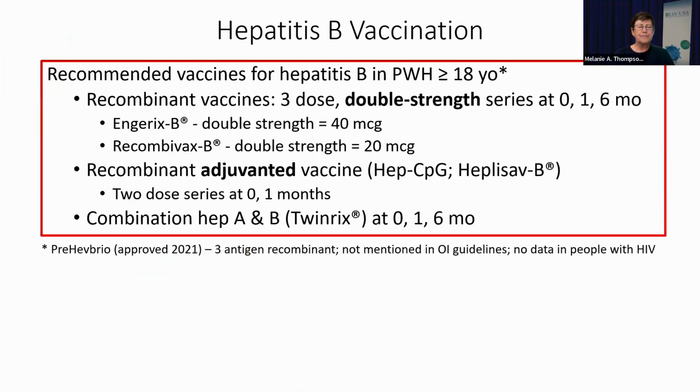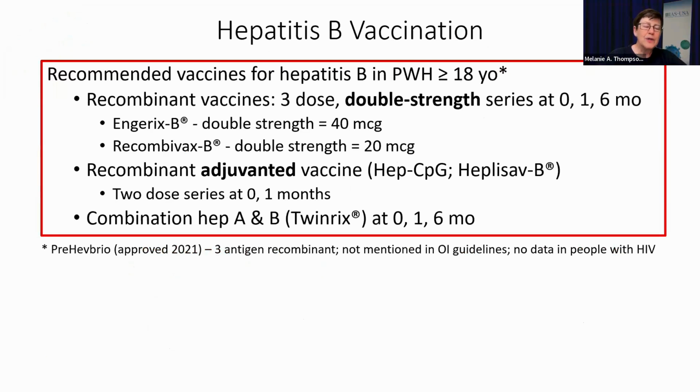So now we're going to dive into hepatitis B vaccination. This is a little bit complicated, but I think it's getting simpler. First of all, there are 4 vaccines that we normally are using now for hepatitis B. There is a 5th vaccine that is approved, but actually we have no data in people with HIV, and it's not in the OI guidelines, and that's called Prevbrio, and I'm not going to talk about that today.